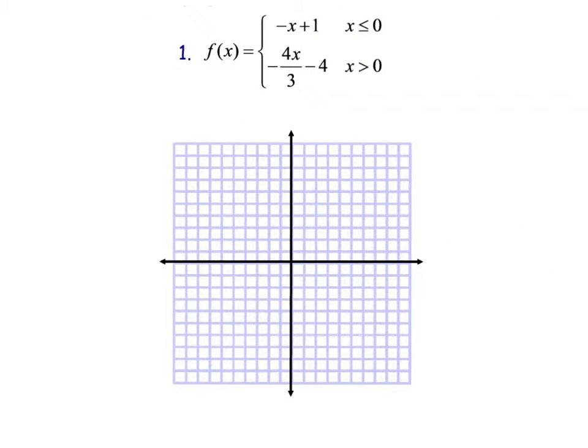So a second example of doing the same thing we just did in the first one. This is number 1 from the homework assignment. We have f of x equals negative x plus 1 if x is less than or equal to 0, and negative 4x over 3 minus 4 if x is greater than 0. So we're going to start by creating two tables again, one for each piece of the function.